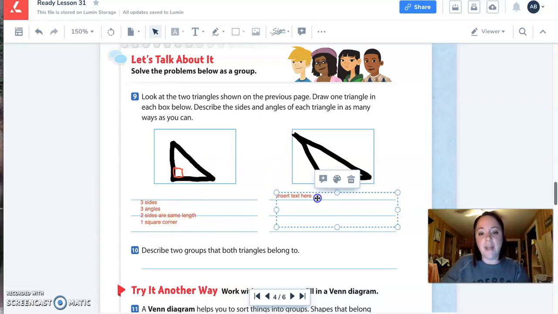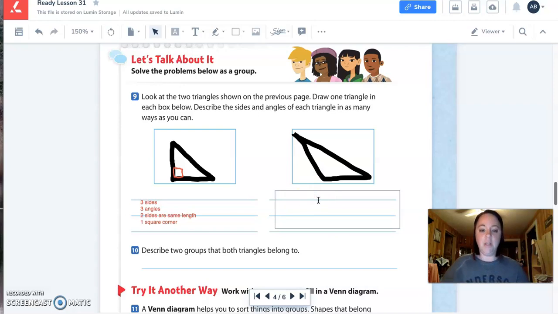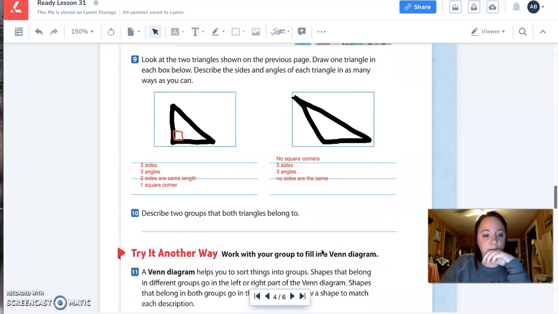Okay, so anyway, we described this one with three sides, three angles, two sides are the same length, one square corner. Okay, now we need to describe this one. So it looks like we have no square corners. Maybe two sides are the same length? Doesn't look like it. We know that we have three sides. We have three angles. And we said no sides are the same. Boom, just like that.